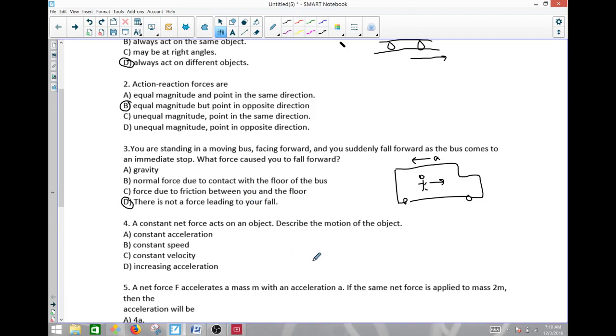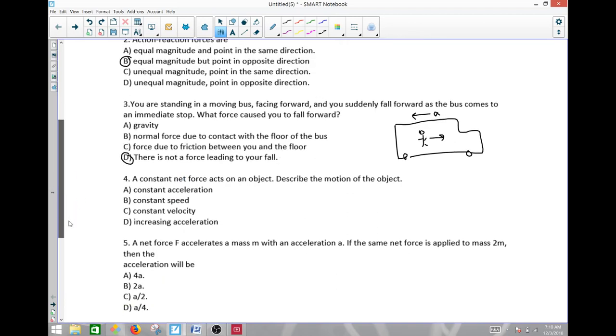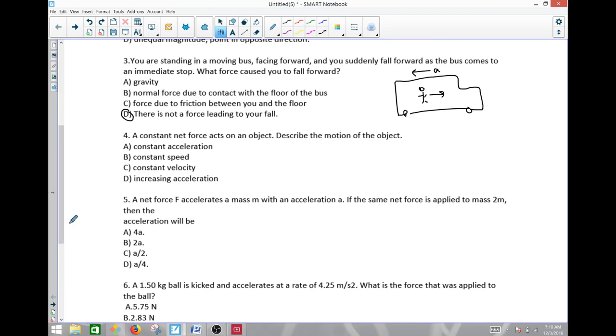Number 4, a constant net force acts on an object. Describe the motion. This is a good F equals ma problem. We have a net force, let's just say x. If the mass is constant, then there is a corresponding acceleration, which is going to cause your object to move. So you'll have a constant acceleration. Your speed will be going up.